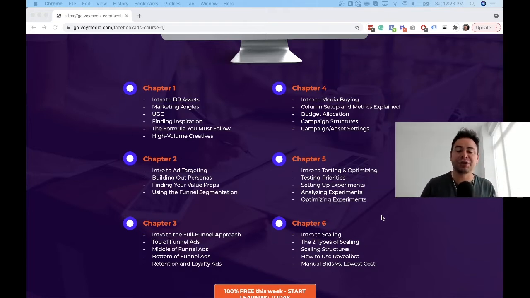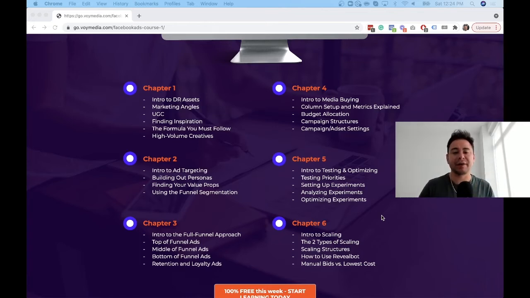And then we have chapter 2, which is introduction to ad targeting, building up buyer personas, finding out those value props, and again, using this for sort of funnel segmentation. Then we have chapter 3, which is the full funnel approach. Top of the funnel campaigns, middle of the funnel campaigns, bottom funnel campaigns, and then retention and loyalty ads to really get your ROAS back up. And again, to really increase your customer lifetime value, which is what you need to be doing now with this new iOS update. And then we have chapter 4, which is introduction to media buying, talking about the perfect column setup, the metrics we're going to explain to you, the budget allocation, different campaign structures, and campaign/ad setup as well.